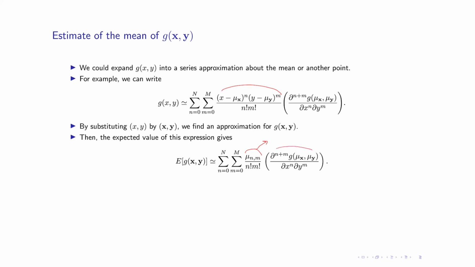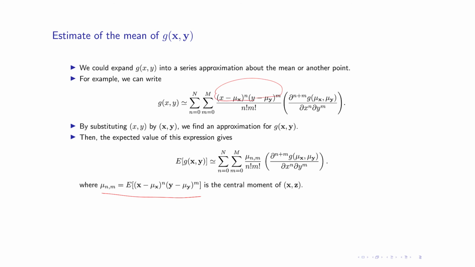So you see that you could use all the moments of order less than n and m in order to have an approximation for the mean of g of x and y. So again, this is the definition of the central moment. Basically, it is the mean of this part after you replace x and y by the random variables.